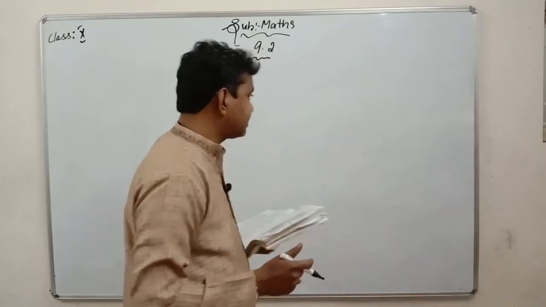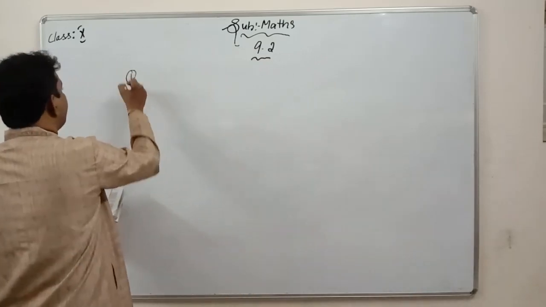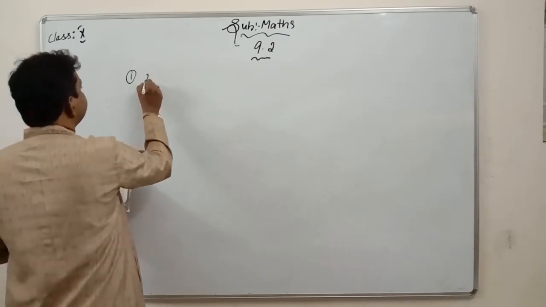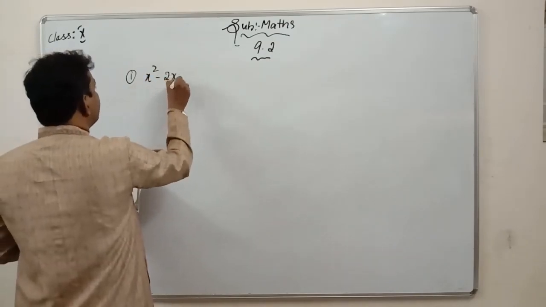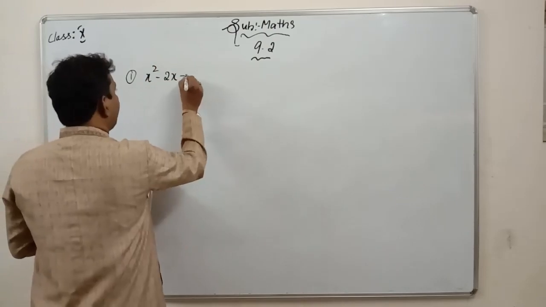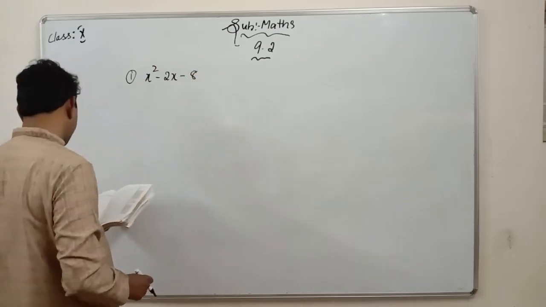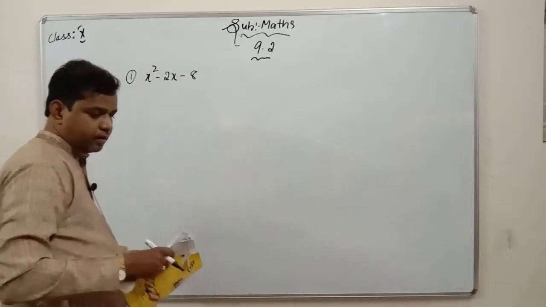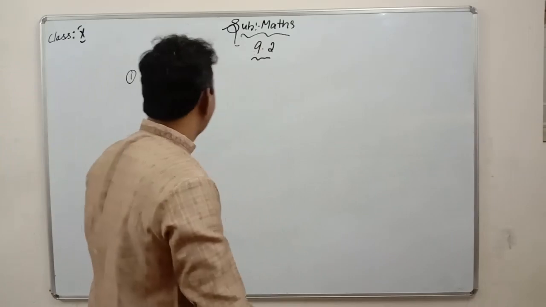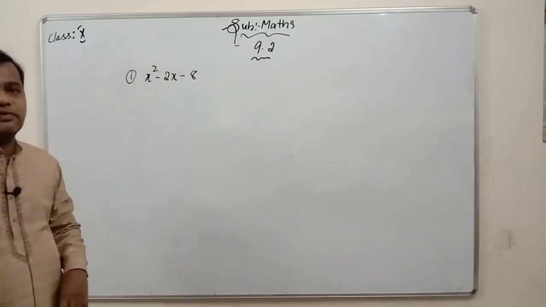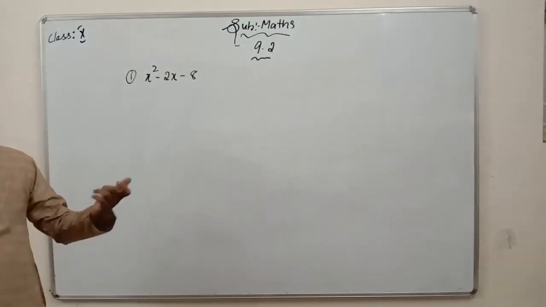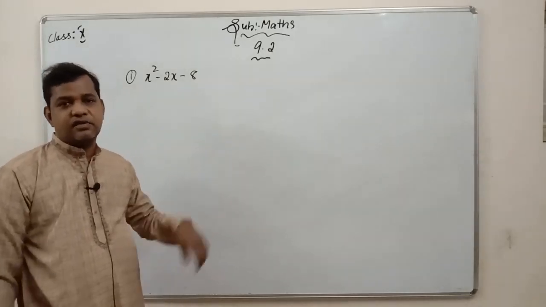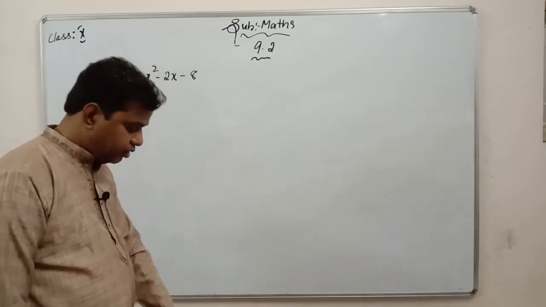And the first question he has given is x square minus 2x minus 8. Now, first what I told you: when the question is given, first find the solution of the polynomial. Solution in the sense of finding the zeros of the polynomial, or you can say finding the roots of the polynomial. So how will we go? I told you, by the splitting method.